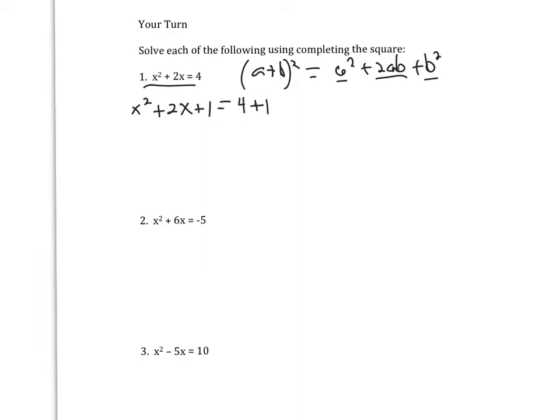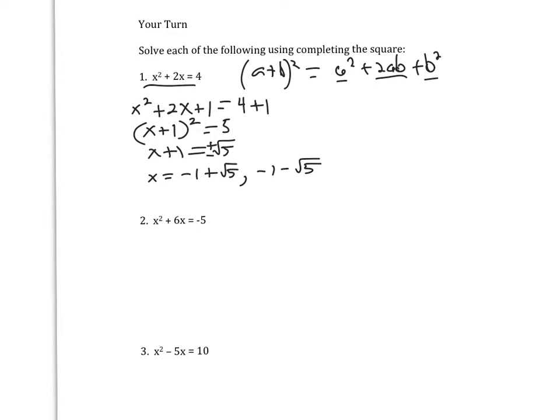So now we can factor this left side to be (x plus 1) squared is equal to 5, which means that x plus 1 is equal to the square root of 5, but it has to be either the positive or the negative square root of 5. And that means that x itself is equal to negative 1 plus the square root of 5, or negative 1 minus the square root of 5. And those would be our two solutions. If we plug them in for x, it would make this equation true. We won't do that right now.